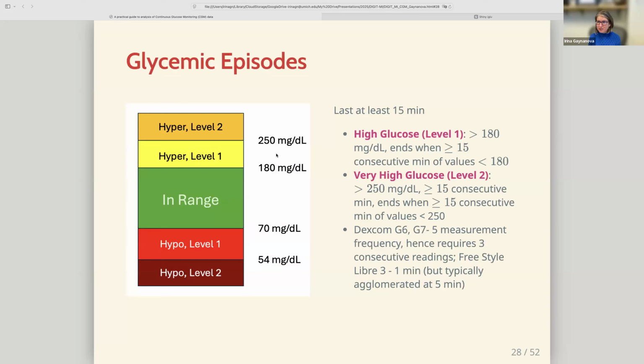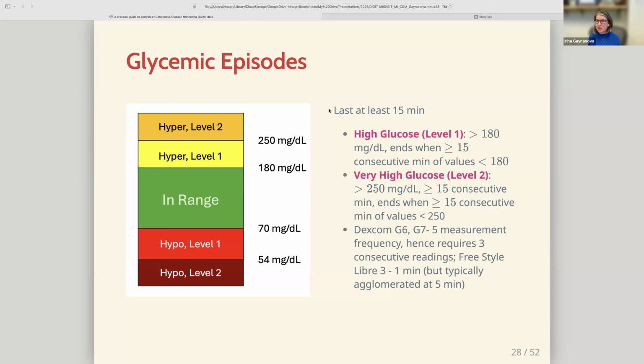And finally, glycemic episodes. So when we talk about the episodes, we talk about the levels again, but it's the levels that last for at least 15 minutes. So high glucose level 1 means that the subject stays over 180 for at least 15 minutes. And then to trigger the end of the episode, they have to come down below 180 for at least 15 minutes. So it looks at the prolonged stay within a certain period. Similarly for level 2, and similarly if you go to the hypoglycemia.